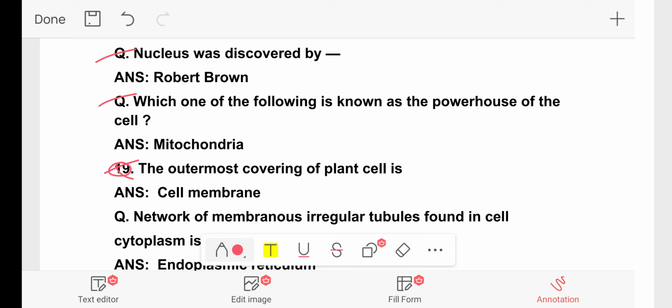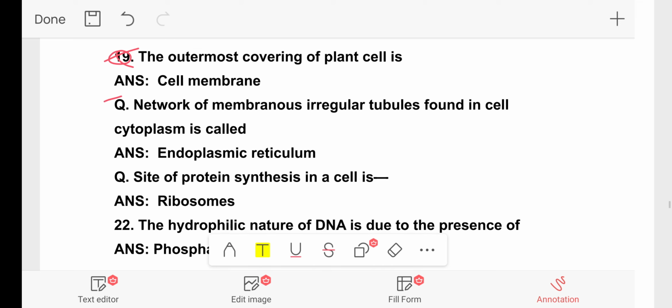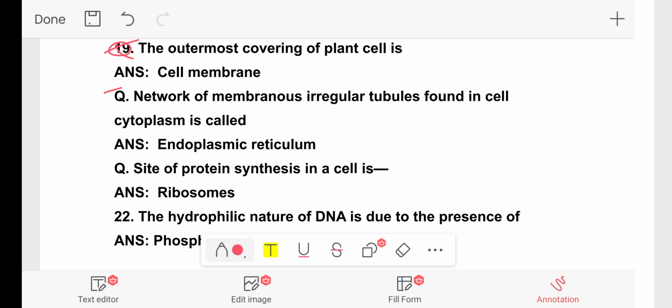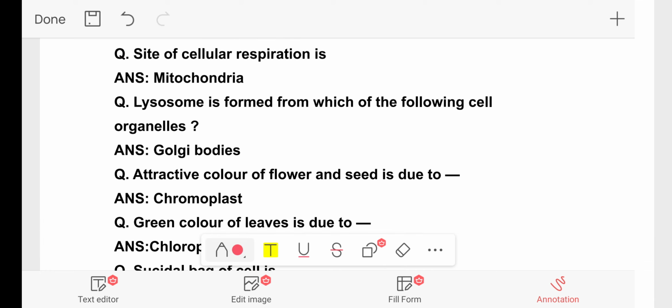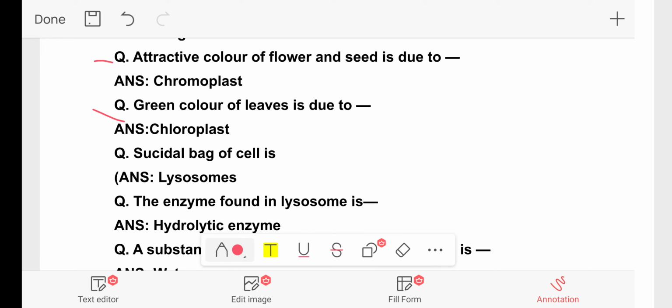Next question. Network of membranous irregular tubules found in cell cytoplasm is called? Answer, endoplasmic reticulum. Next question. Site of protein synthesis in a cell is? Answer, ribosome. Next, the hydrophilic nature of DNA is due to the presence of? Answer, phosphate group. Next, site of cellular respiration is? Answer, mitochondria. Next question. Lysosome is formed from which of the following cell organelles? Answer, Golgi bodies. Next question. Attractive color of flower and fruit is due to chromoplast. Next, green color of leaves is due to chloroplast.